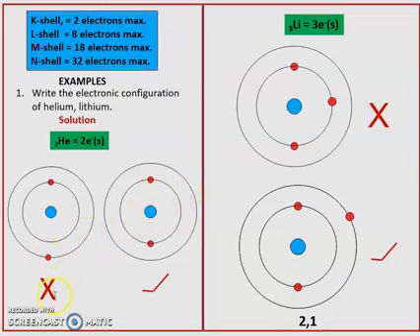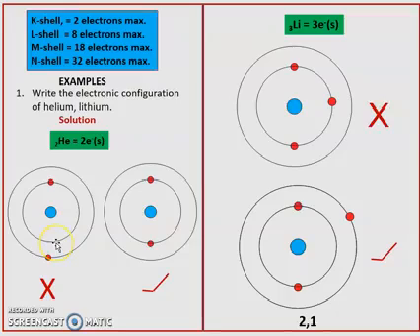But this representation is wrong. That's why I marked it bad. Because the first rule says that the maximum number of electrons the first shell can take is 2 electrons. So this first shell can also take 1 more electron.